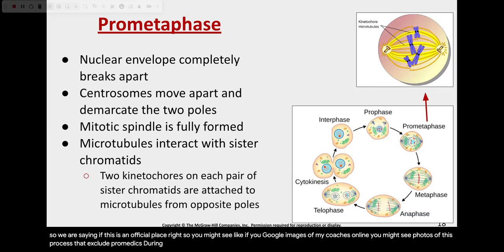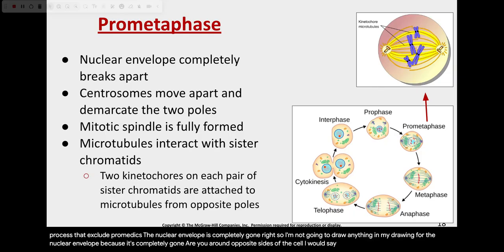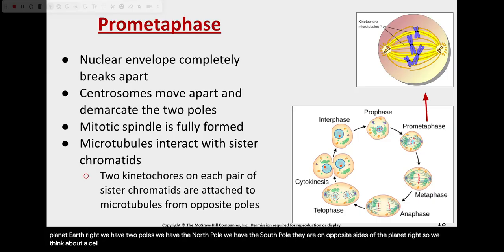So during prometaphase, the nuclear envelope is completely gone. Right, so I'm not going to draw anything in my drawing for the nuclear envelope because it's completely gone. My centrosomes, right, are on opposite sides of the cell. I would say it's at the 2 poles. If we think about planet Earth, we have 2 poles, the North Pole and the South Pole. They are on opposite sides of the planet. So if we think about a cell, the poles would be opposite sides of the cell. My centrosomes are on opposite sides of the cell, so I'm going to draw that in. They have now migrated to be opposite one another.